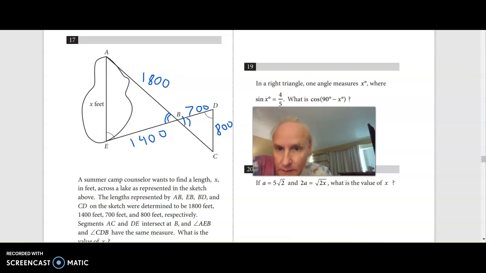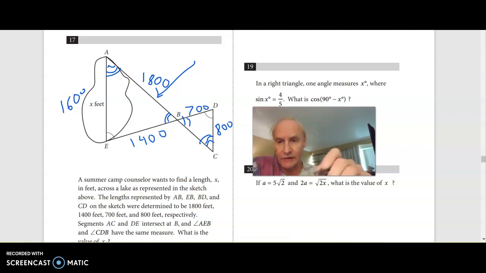EB. Let's see. Got to make sure I get the right one. EB goes with BD. Yep. A and C are the similar angles. In other words, this angle right here, and I realize I usually don't put three of them, but A and C are similar, so the 700 goes with the 1400. That means that this triangle is twice as big, which makes X 1600 feet. You can cross multiply and solve it, but it's just as easy to see that triangle BCD is half as big, so it makes the other triangle twice as big.